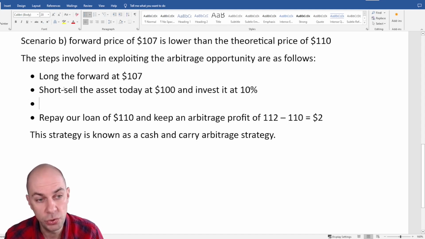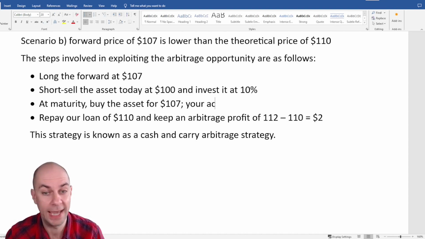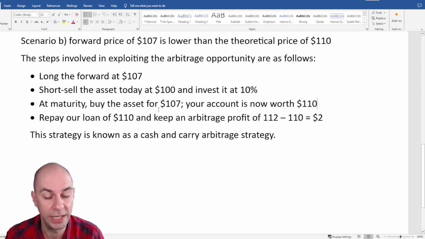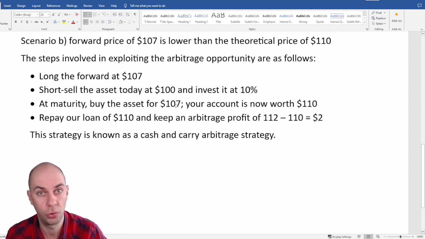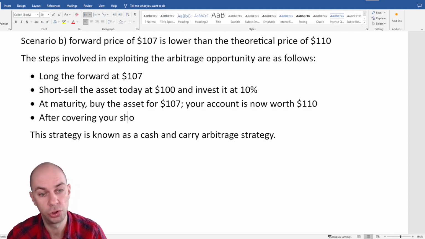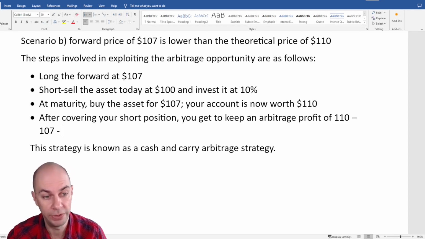But instead, what I need to do at maturity is buy the asset for $107. But remember, your account is now worth $110 because you invested $100 at 10%, but you're only buying that asset for $107 in order to cover your short position. Okay? So therefore now we could say that after covering your short position, you get to keep an arbitrage profit of the delta, 110 minus 107, which is a nice riskless arbitrage profit of $3.